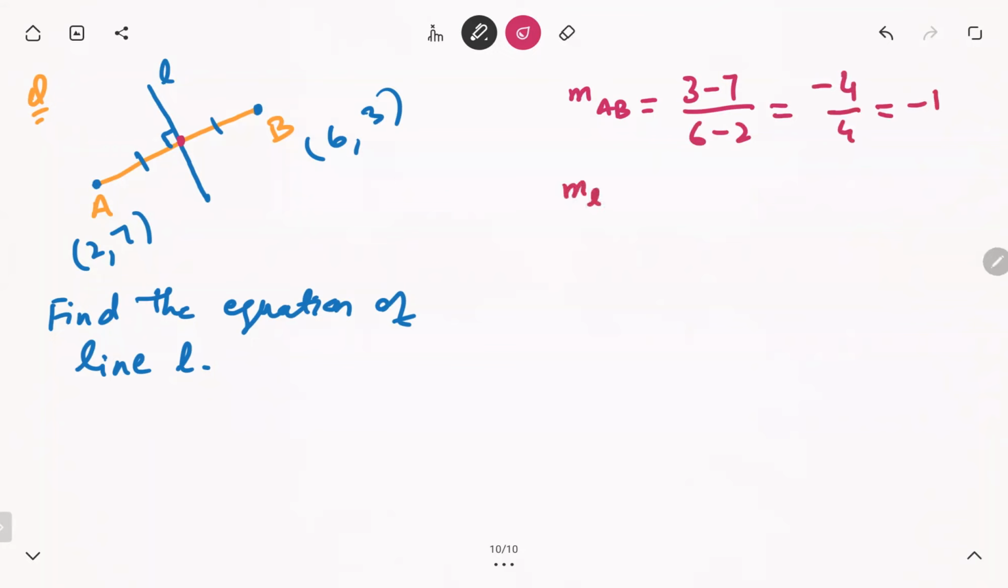Let me write m_L for the gradient of the line L. So minus 1 is the gradient of AB, so it's the negative reciprocal. Sign change to positive, and the reciprocal of 1 is also 1. So the gradient of the line L will be 1.